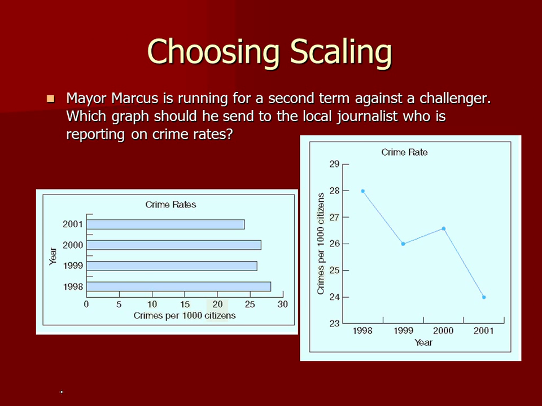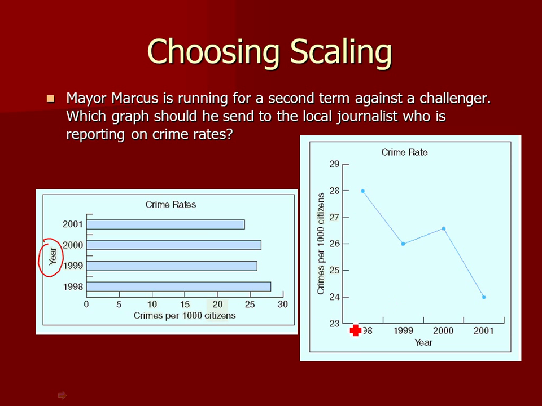We need to make sure we're using the correct type of graph. If we are trying to pick a graph to display that we can send to a journalist who's reporting on crime rates, here, this is crimes per 1,000 citizens. We can see as the years increase, there's less crime. However, this is very confusing because you've got years on the y-axis and crimes on the x-axis. So if you look at it the wrong way, it's almost like the crimes are increasing.